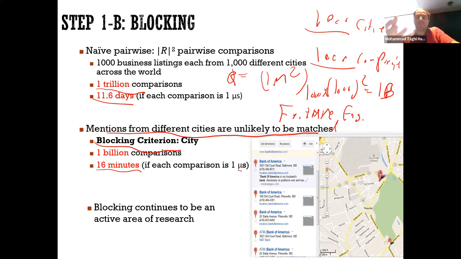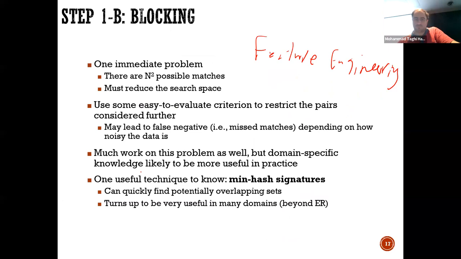And finding this blocking criteria is part of the feature engineering that you do. You will find important features of your data that you can use to do this work of, for example, machine learning, or in this case, entity resolution in a better sense. As I mentioned, generally you are using an easy to evaluate criterion as a blocking criterion. This may cause some false negatives depending on how noisy your data are, and it is domain specific. So you need to see what type of thing you are trying to do. For some data it may work, for some other it may not work.